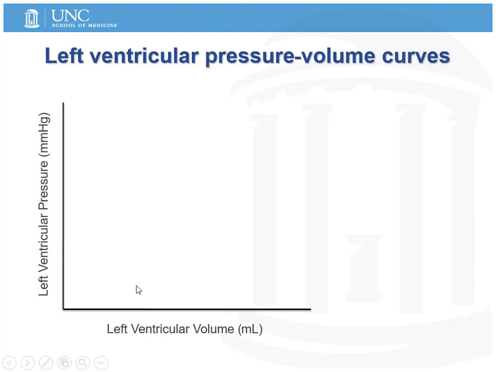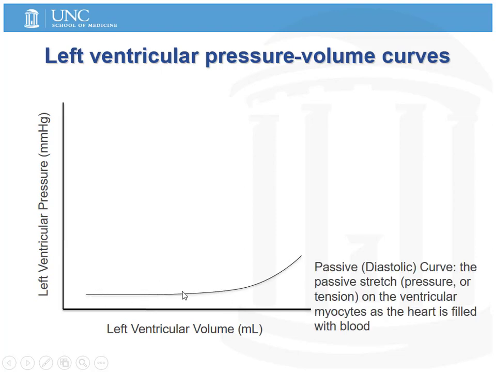The passive or diastolic curve is the relationship between the volume and pressure in the left ventricle when the heart is relaxed. As the volume in the relaxed left ventricle increases, ventricular pressure only slightly increases through passive mechanisms. And that slight increase in pressure reflects the passive stretch or tension in the ventricular myocytes as they're stretched to longer lengths with larger blood volumes.